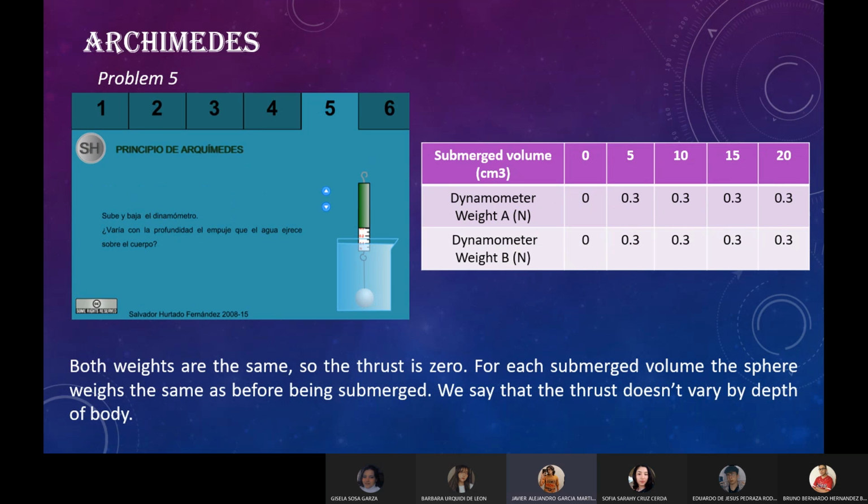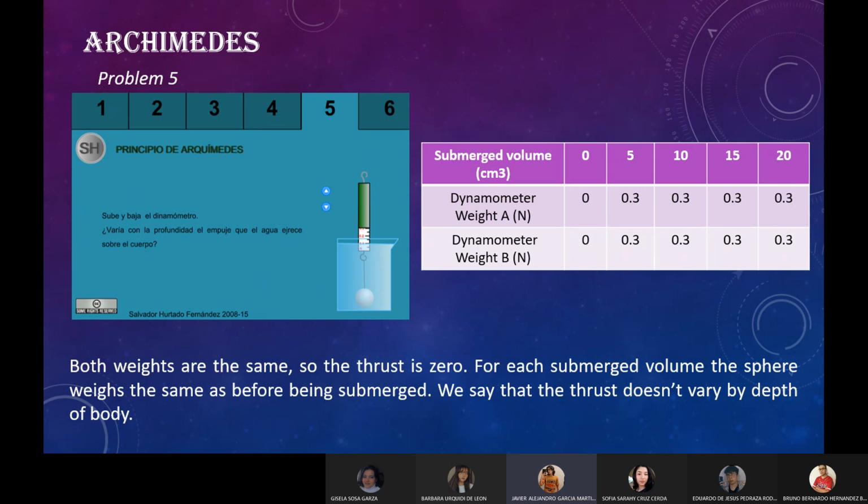Now, problem 5. We have a dynamometer that obtains different weights at different submerged volumes. In the first measurement, weight A is 0 and weight B is 0. At 5 cubic centimeters of submerged volume, weight A is 0.3 and weight B is 0.3. At 10 cubic centimeters we obtain the same, and the same at 15 and 20.